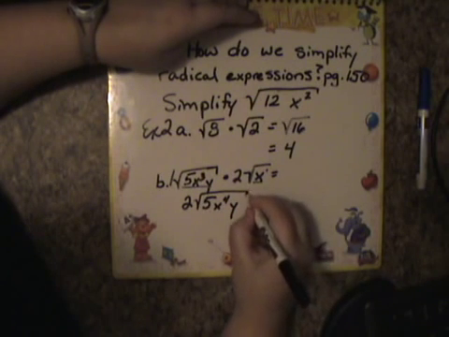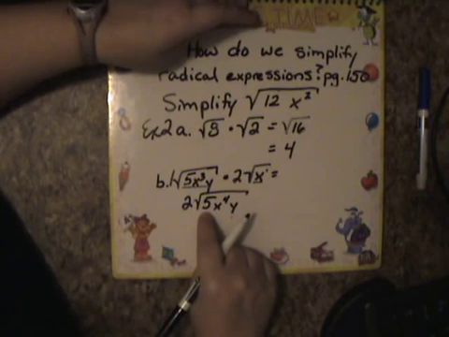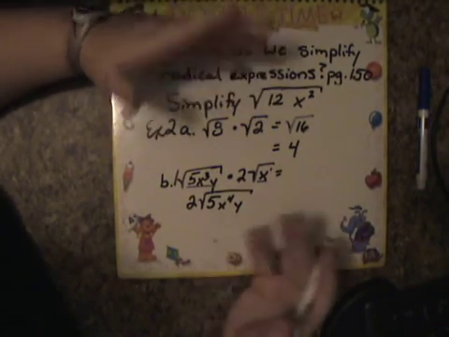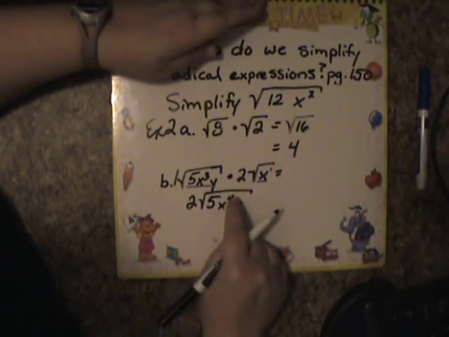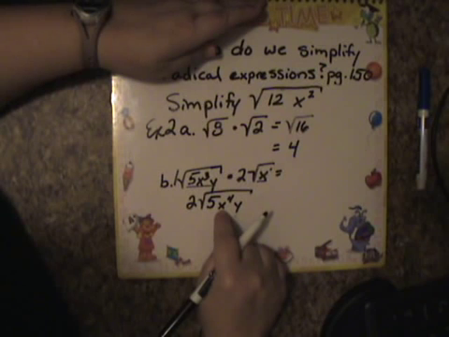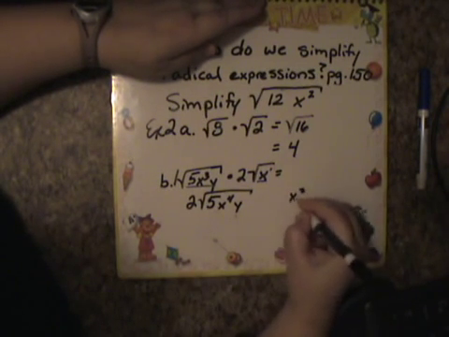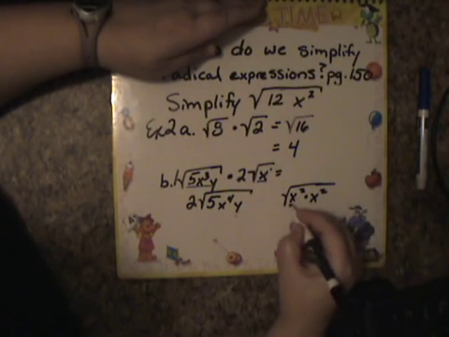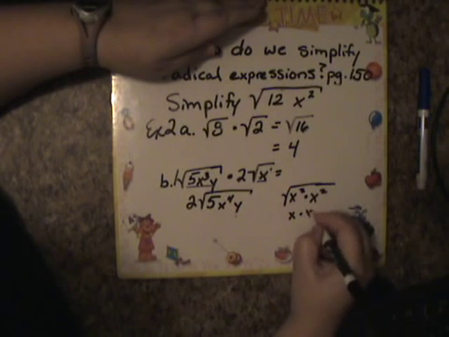Now we want to keep simplifying. This 5 is not a perfect square, so 5 is going to stay inside, and it doesn't have any factors that are perfect squares. Now x to the fourth is x squared times x squared. So if we have the square root of x squared times x squared, the square root of x squared is x, and the square root of x squared is x.